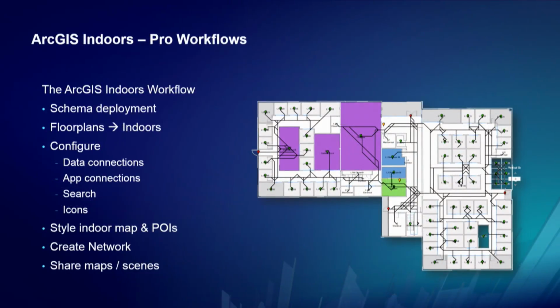ArcGIS Indoors Pro workflows. Essentially, this is the workflow for creating an indoor map. Number one, you deploy the indoor schema, the information model, the container to hold all your GIS data. You run your CAD. In this case, we'll use CAD as an example. Through the floor plans to indoors tool, you create and populate all of your GIS layers, your facility, your levels, your units. You configure the application, the map, and this may include connecting to external data sources, maybe employee database.